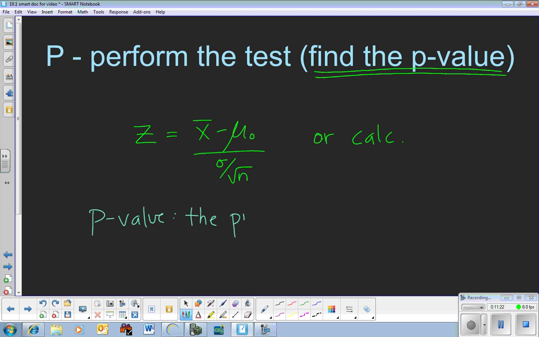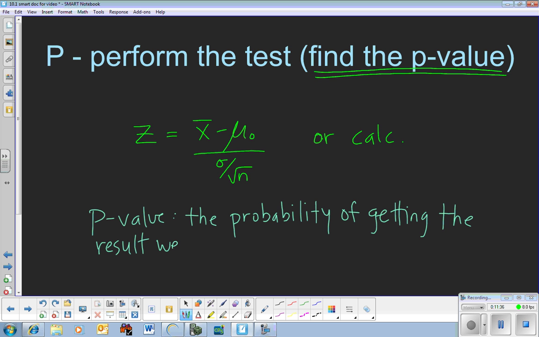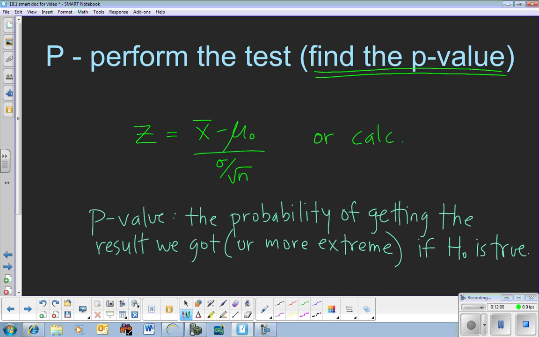The probability of getting the result we got, or something further away from the middle, or something more messed up, or worse. I mean, I guess worse is bad because it implies it's always negative, but it could be different or better. But it's something we got, let's just call it this, or more extreme, if the null hypothesis is true. All right, it's the likelihood that we get what we get, assuming the claim is true. You need to know that definition.